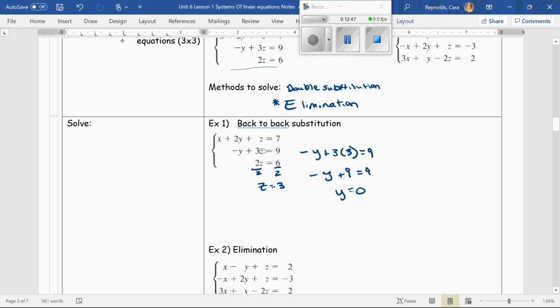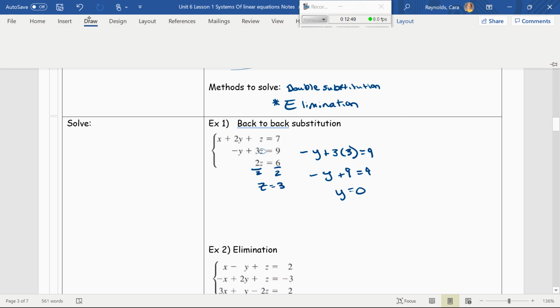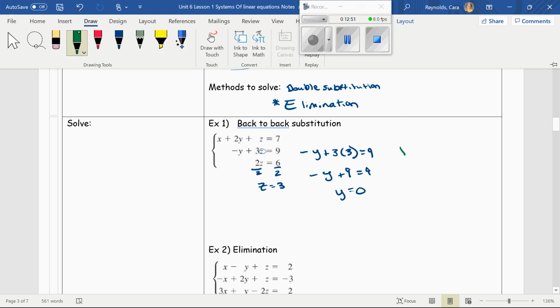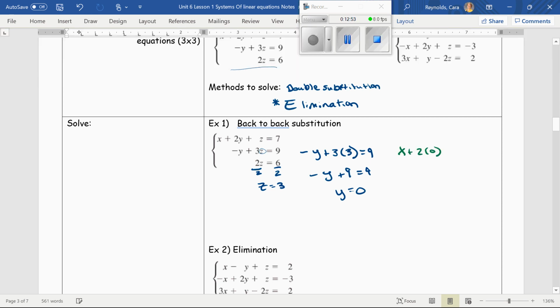So then I can replace both of those in the top equation where I have x plus 2 times 0 plus 3 equals 7. And so x plus 3 equals 7 and x equals 4. We can still write this in coordinate notation that always goes in alphabetical order. So 4, 0, 3.